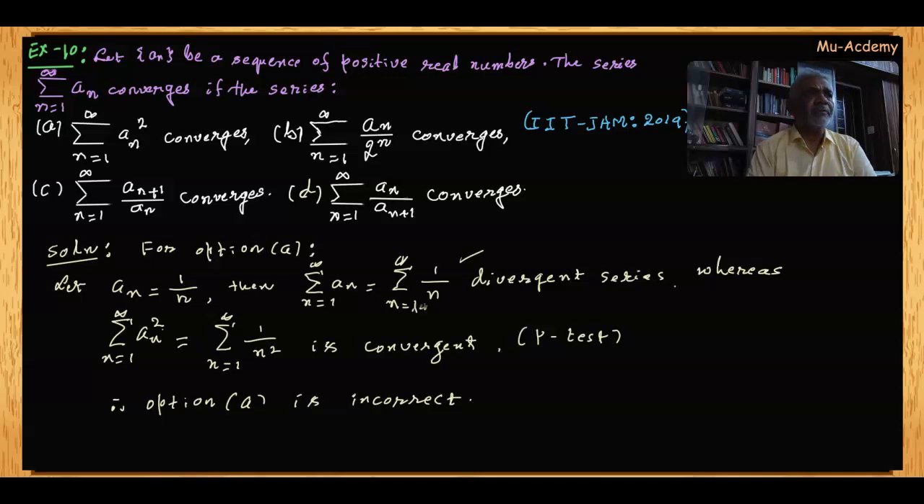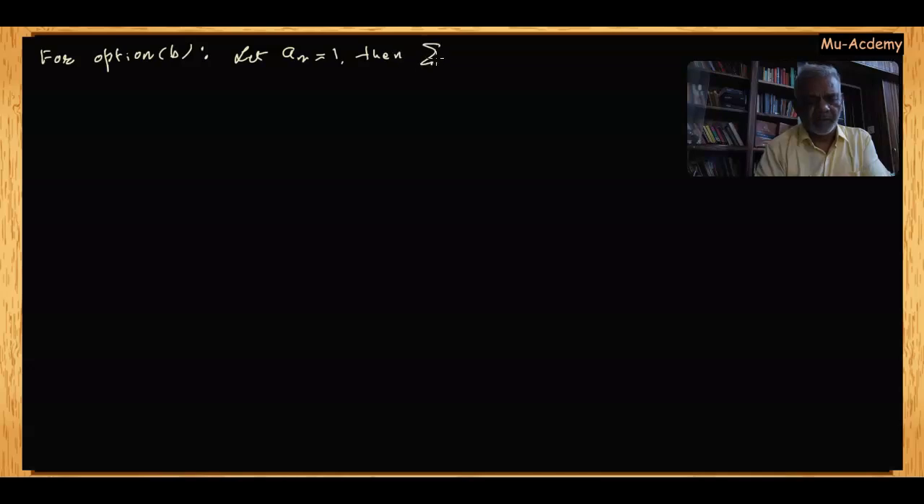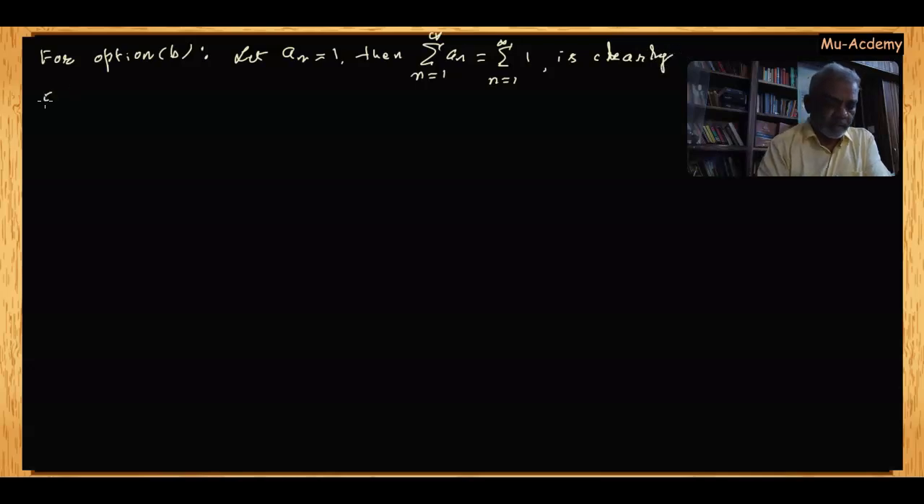Now we can look at option B. For option B, let an equal to 1, then summation of an, n equal to 1 to infinity, equal to summation of 1, n equal to 1 to infinity. The sum of ones up to infinity is clearly a divergent series.